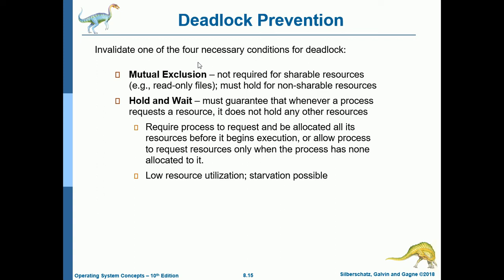Next we have hold and wait: we must guarantee that whenever a process requests a resource, it does not hold any other resources. So if you're going to request a particular resource, you have to make sure that this process has not already acquired additional resources. Require the process to request and be allocated all its resources before it begins execution, or allow the process to request resources only when it has none allocated to it.